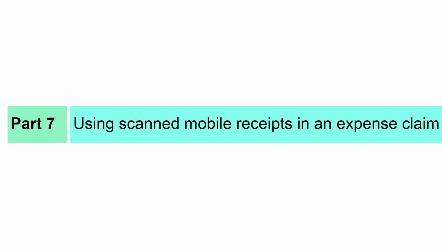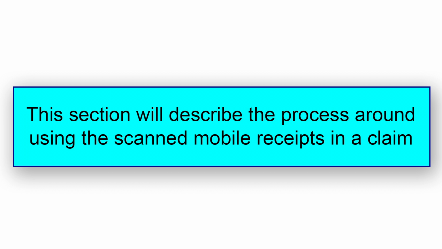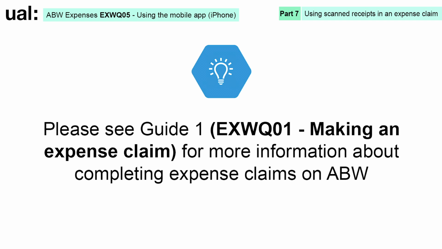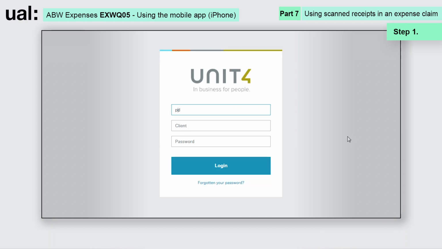Part 7. Using scanned mobile receipts in an expense claim. This section will describe the process around using the scanned mobile receipts in a claim. Note: please see Guide 1, EXWQ05, Making an Expense Claim, for more information about completing expense claims on ABW. Step 1. Log into EXWQ05 using your personalised login. This is different from your regular network login.